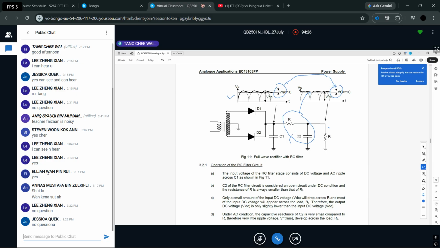Any question first before I move on? Anybody? Regarding the filter now. We are talking about the filter now, right? Any question on the filter?